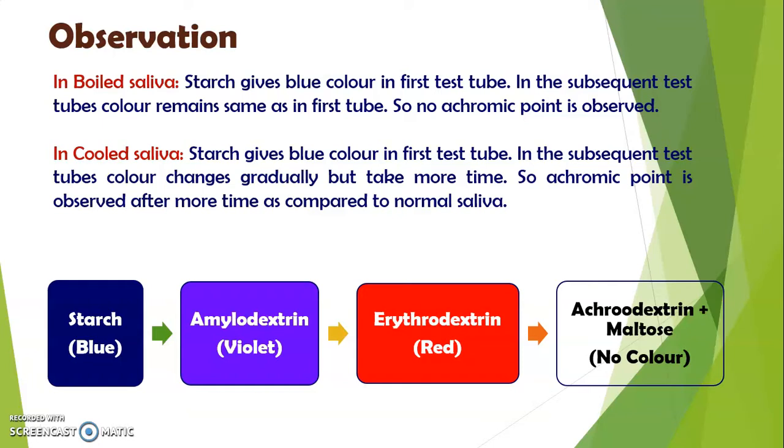In cooled saliva, starch gives blue color in the first test tube. In the subsequent test tubes, the color changes gradually, but takes more time. So the achromic point is observed after more time as compared to the normal saliva. So here the achromic point is prolonged. The time taken for the hydrolysis is more as compared to the normal saliva.